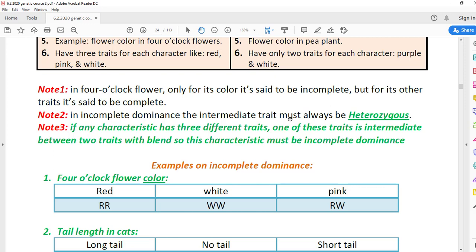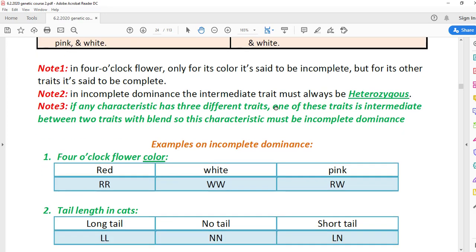Flower color in four o'clock flower is incomplete dominant. In incomplete dominance, the intermediate must always be heterozygous.